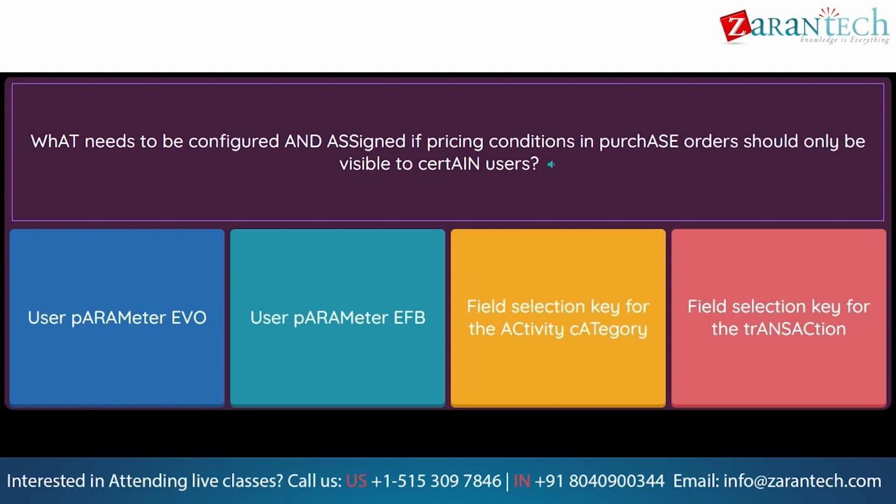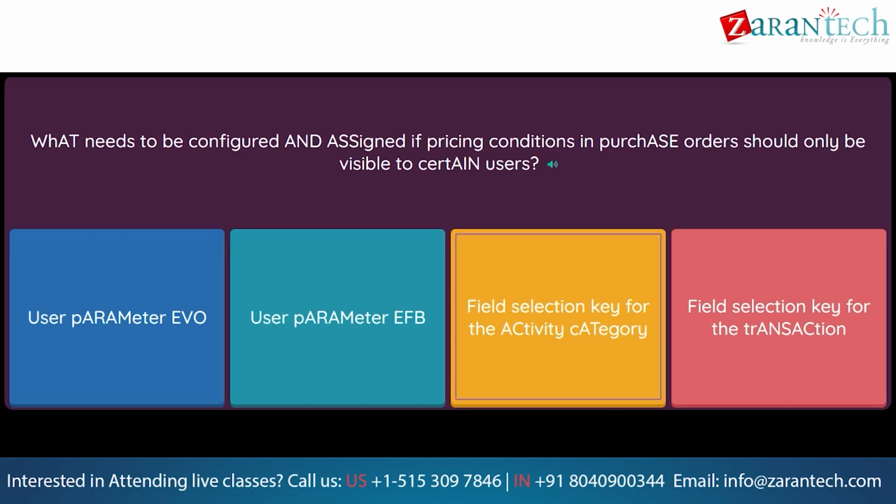Question: what needs to be configured and assigned if pricing conditions in purchase orders should only be visible to certain users? Option 1, user parameter EVO. Option 2, user parameter EFB. Option 3, field selection key for the activity category. Option 4, field selection key for the transaction.